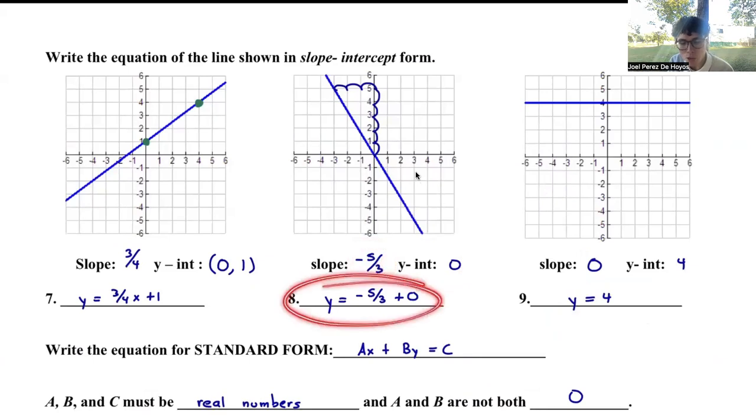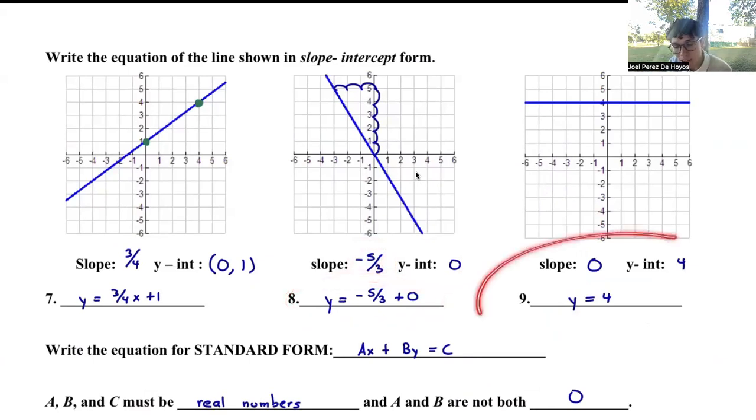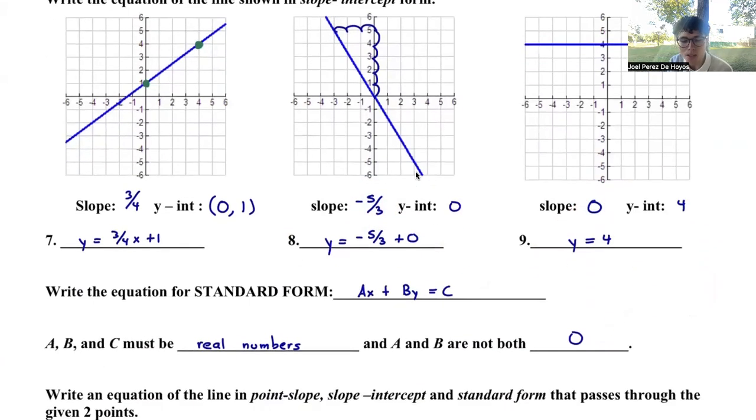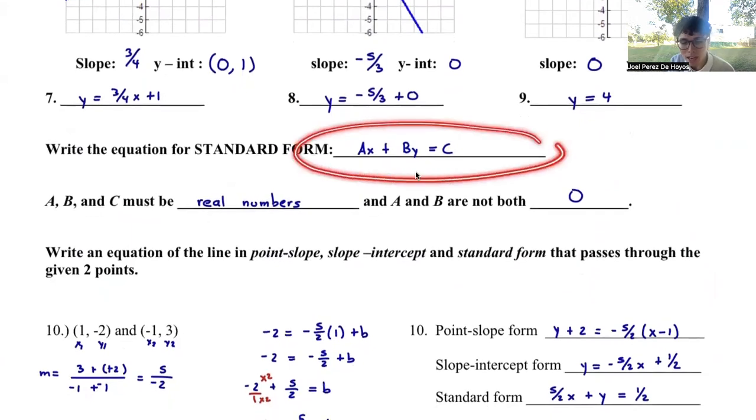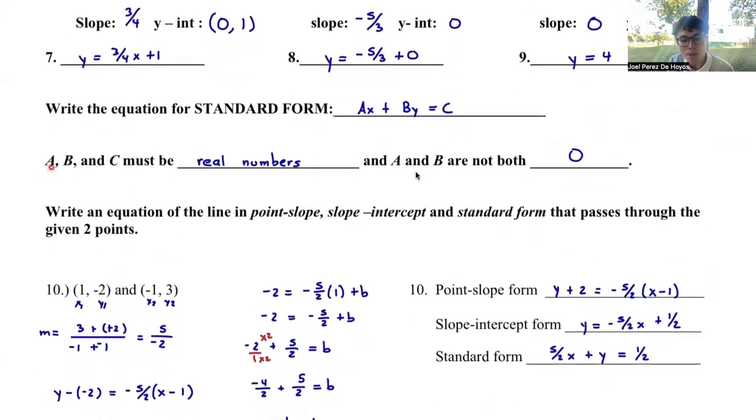So this would be the equation. And in part number 9, y equals 4. So the slope is 0 because it's a horizontal line. No slope will be included. This is the equation for standard form, and a, b, and c must be real numbers. And a and b are not both 0, okay? They cannot both be 0 because then it will not exist.